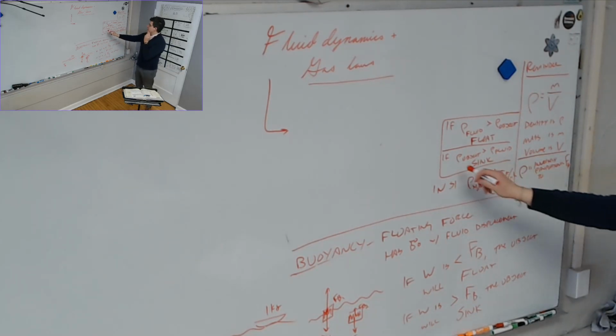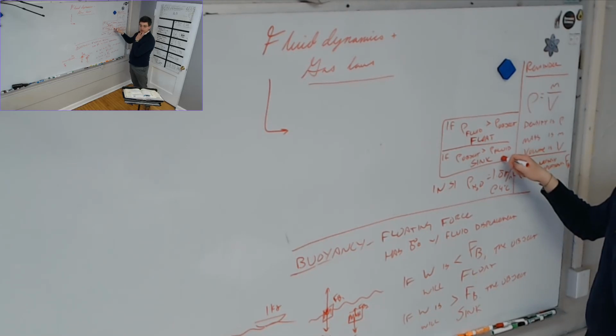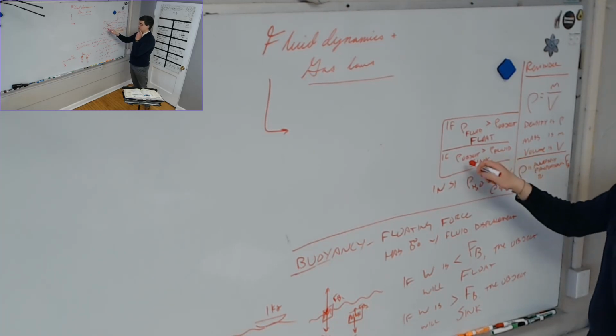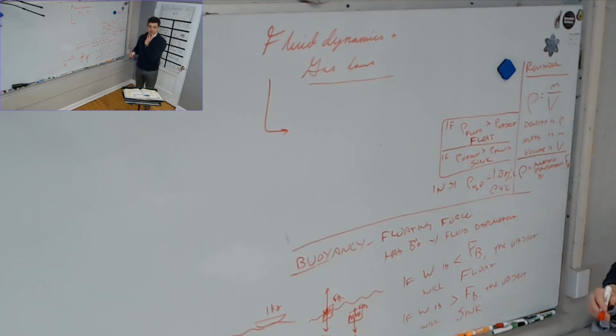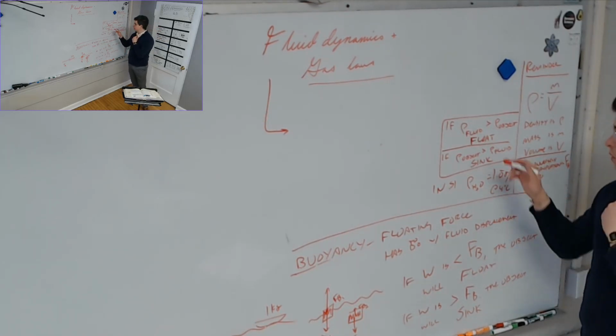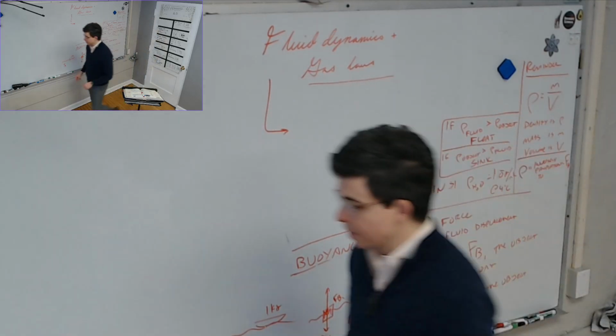If the density of the object is greater than the density of the fluid, what's the fluid here? What's the density of the fluid here? I just told you. 1. So if the density of the object is greater than 1, it will sink in water. If the density of the object is less than 1, it will float in water. This is true in air too.